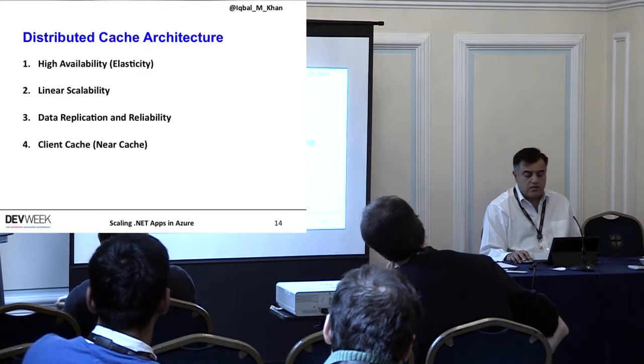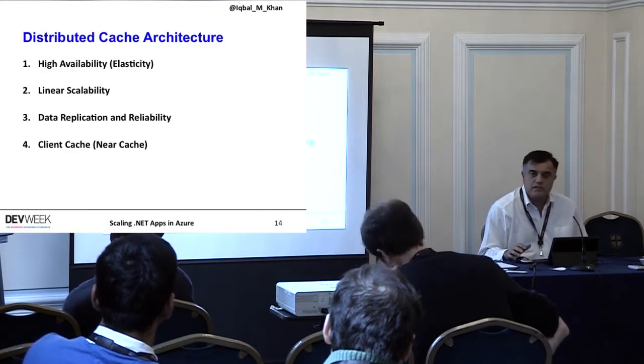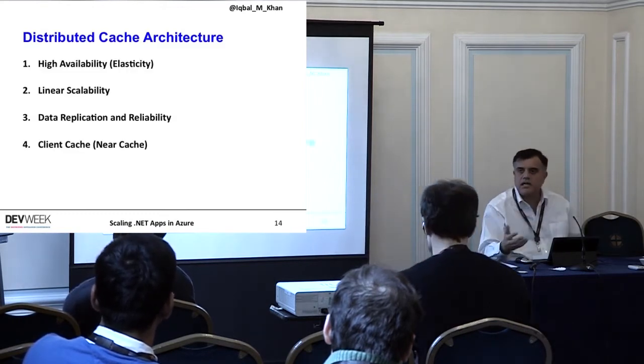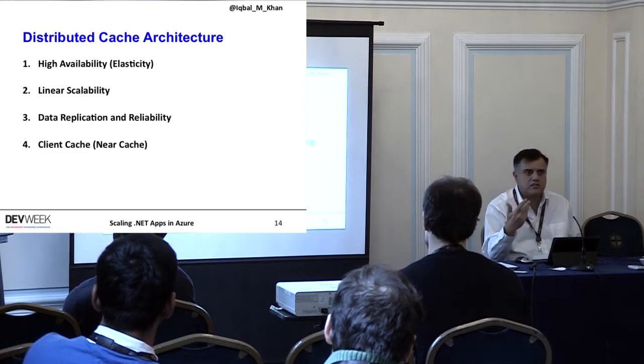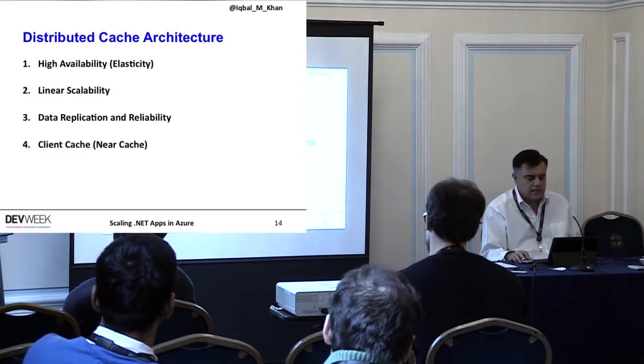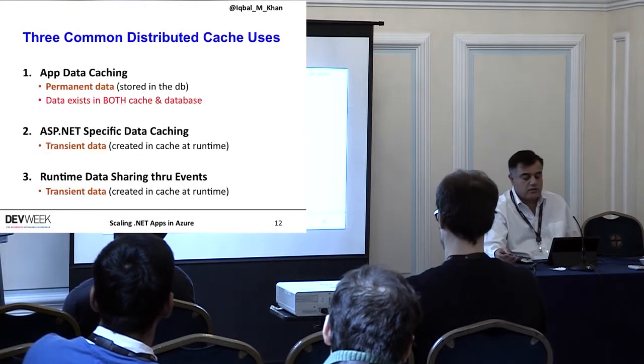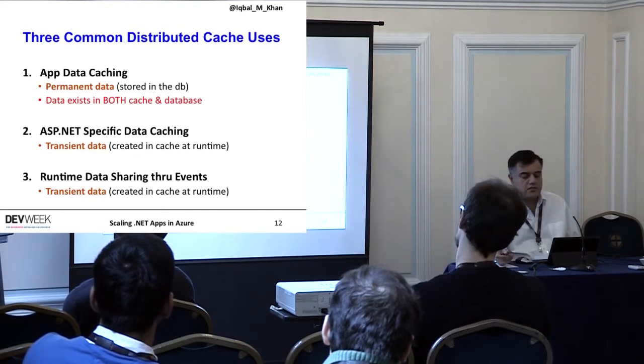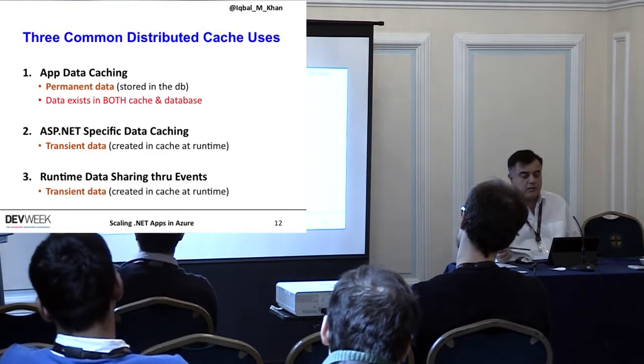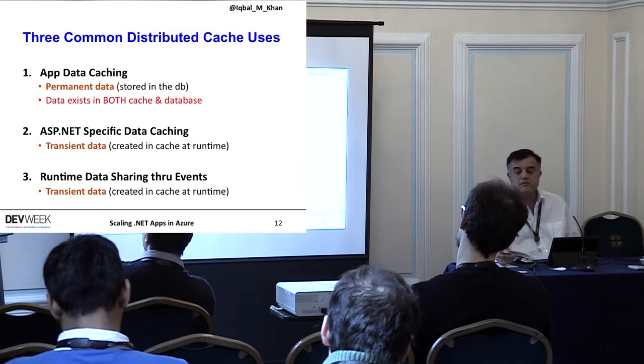So let's now talk about what a distributed cache looks like, what its pieces are, what a typical architecture is. There are four different goals that a distributed cache architecture tries to achieve. Again, high level. Number one, and the most important, is high availability.